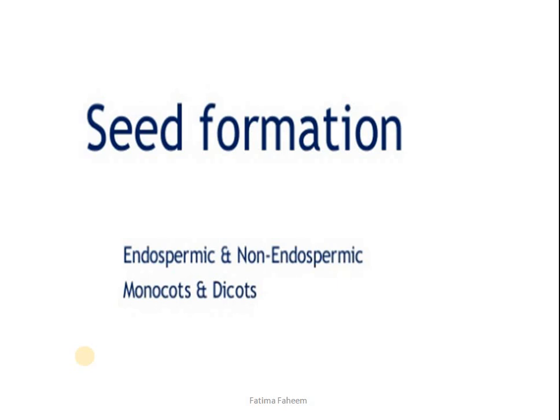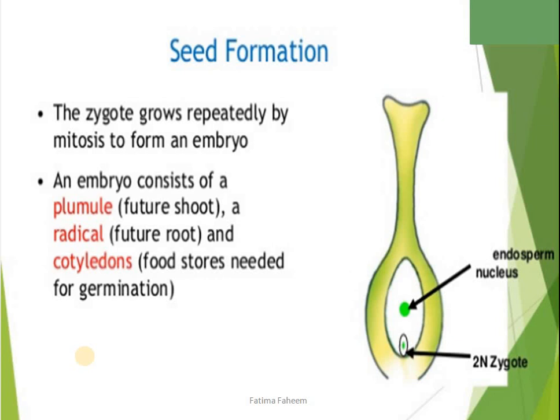So the basic thing is the same that we read about in the previous lesson, that the fusion of male and female gamete gives rise to a seed, which pre-fertilization we call ovule. So let's see how the seed forms. The zygote, which is formed after the fusion of male and female gamete, grows repeatedly by mitosis to form an embryo. What is an embryo? It consists of a plumule, which is a future shoot, while a radicle is a future root. Then we have a tissue called cotyledons, which stores food which is needed for the germination of the seed.